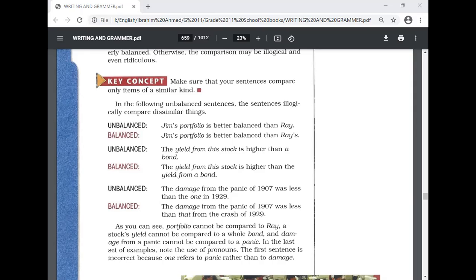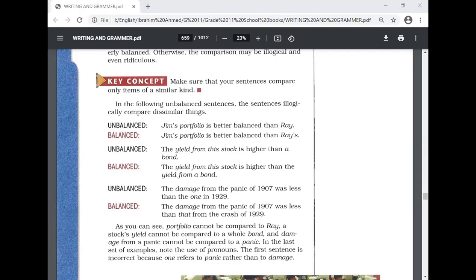This is an unbalanced example. Jim's portfolio is better balanced than Ray. Here, I compare the portfolio to Ray, a thing to someone. This is unbalanced. This is illogical. So how can we make it balanced or logical? By making it this way. Jim's portfolio is better balanced than Ray's portfolio. Here I compare a portfolio to a portfolio, but in the first example, I compared the portfolio to Ray, a person. Another example: the yield from this stock is higher than a bond.